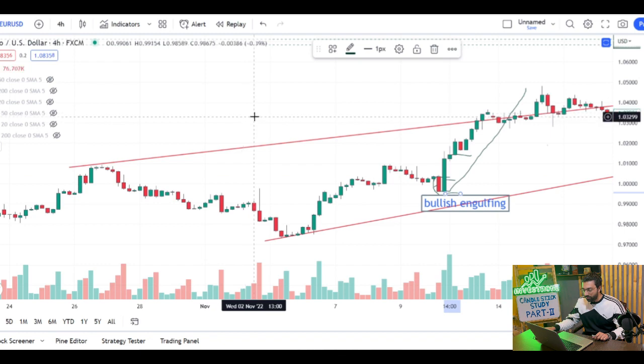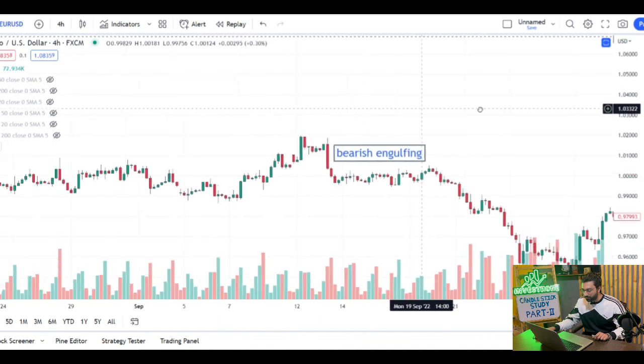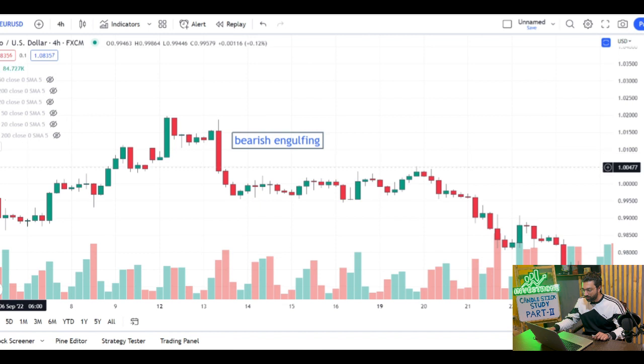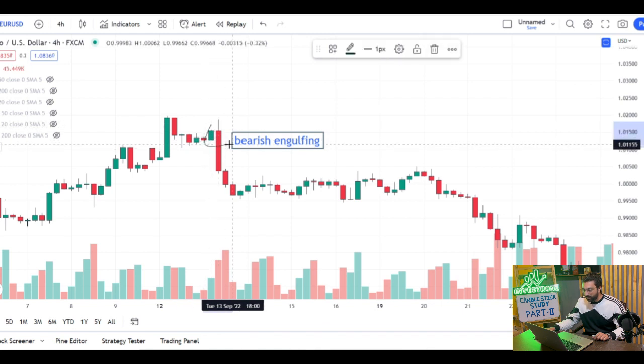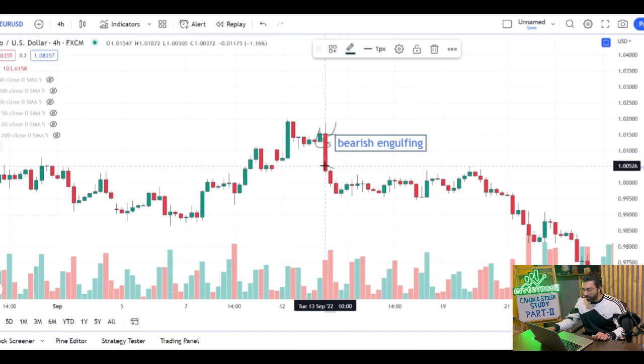Now we will move on to our second example, bearish engulfing. So traders, here you can see it's an example of bearish engulfing. Here you can see there is a bullish candle, and this one is a bearish candle. You can see the whole body of the bullish candle can fit into, or be engulfed by, a bearish candle, and after that there is a confirmation of a bearish candle as well.